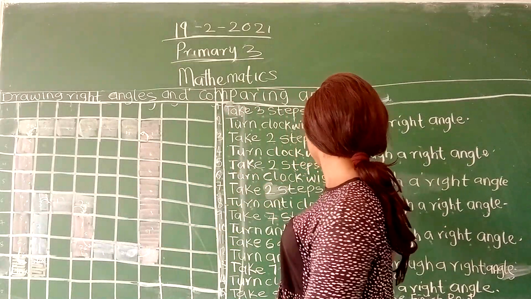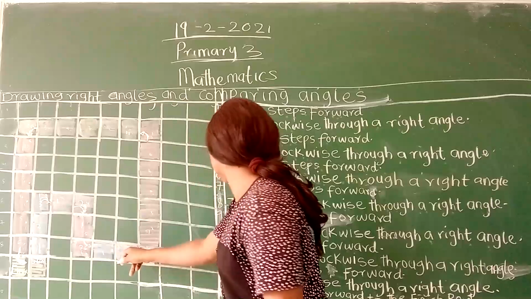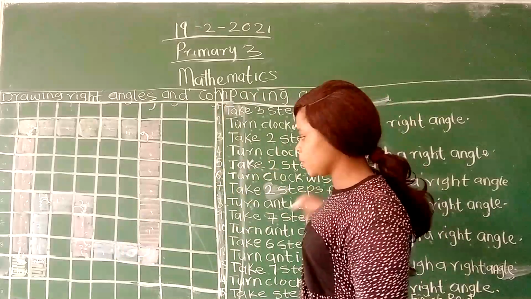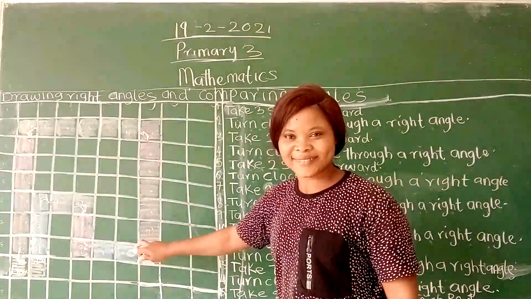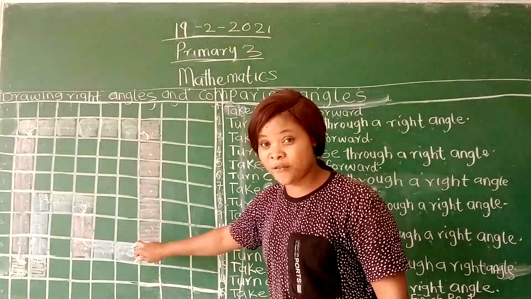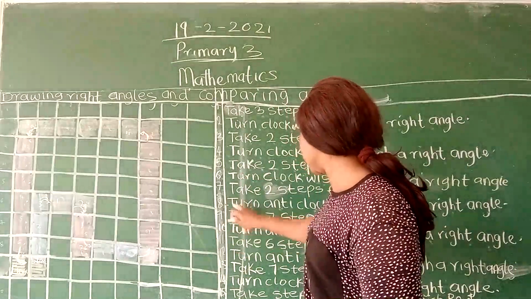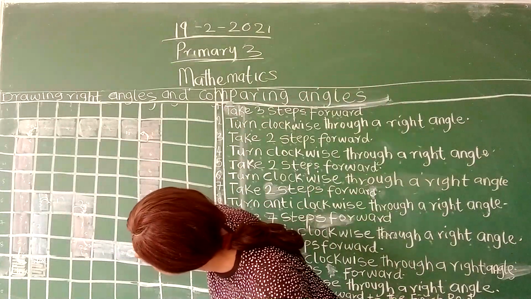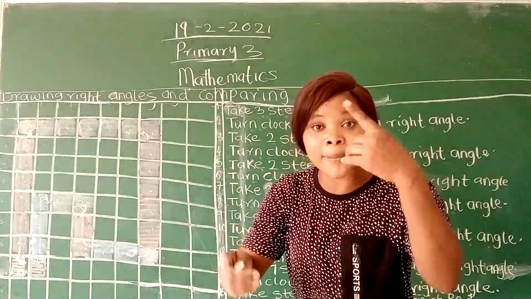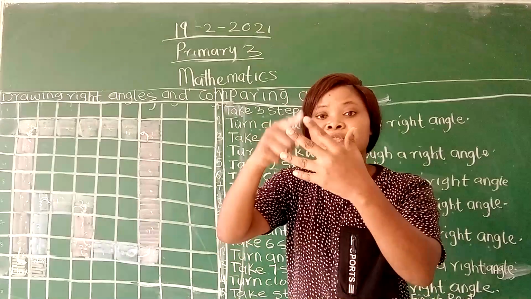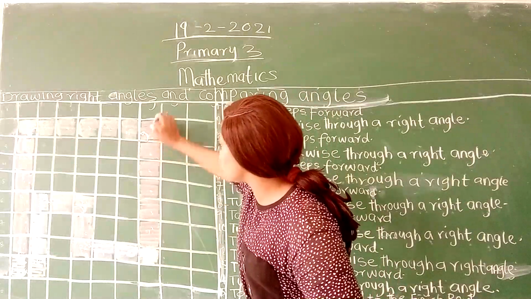The sixth point says turn clockwise through a right angle. You turn again. Then take 2 steps forward. 1, 2. You count 2 squares. You shade in. Good. Check your work. If it's in order, good; if it's not in order, you start again. Then the 8th point says turn anti-clockwise. That is, we are now moving left. Take 7 steps forward: 1, 2, 3, 4, 5, 6, 7. In the squares, you count 7 squares and you color.